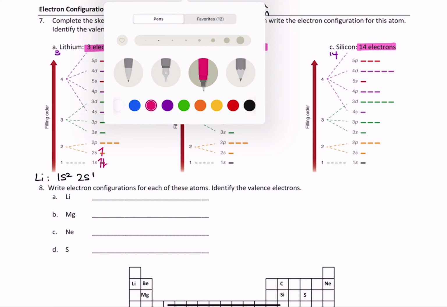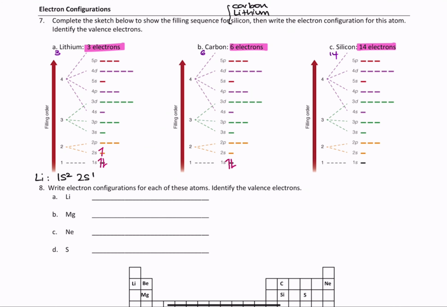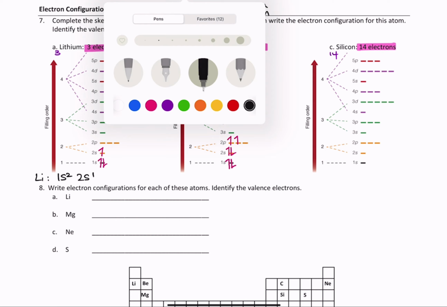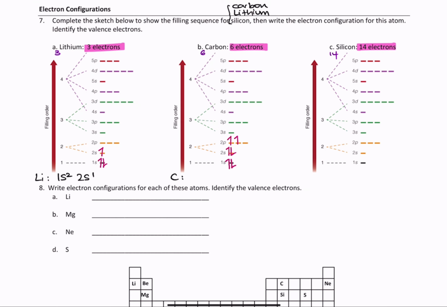Let's do carbon. We need to place 6, spin up, spin down for the first 2 electrons, 3, 4. And now when I'm going to fill the 2p level, I have to spread them before I can pair them up. So now I place 6 electrons. When I'm going to write the electron configuration for carbon, it's going to be 1s2 because I have 2 electrons in the 1s, 2s2, 2 electrons in the 2s, and 2p2 because I have 2 electrons as well in the 2p.